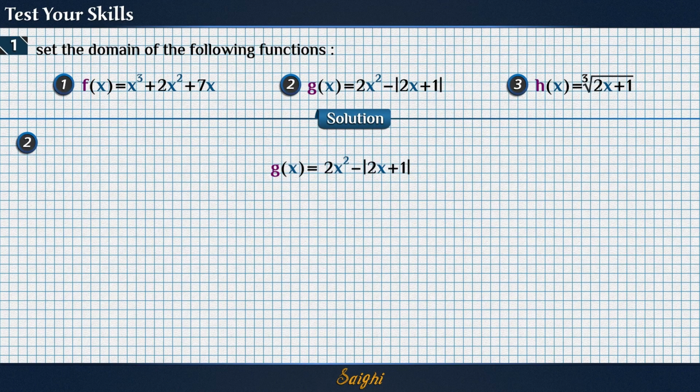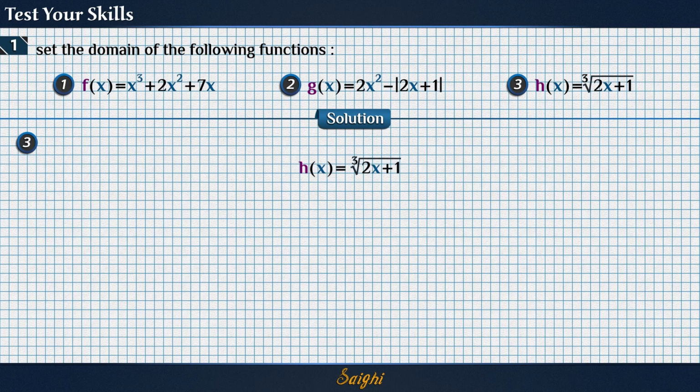Now go ahead and try to find the domain of the second case. Note that the function g also doesn't contain a square root or fraction, and therefore it's also defined on R. So the domain of g is from negative infinity to positive infinity.